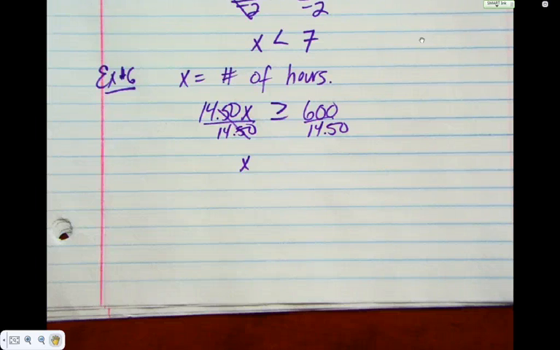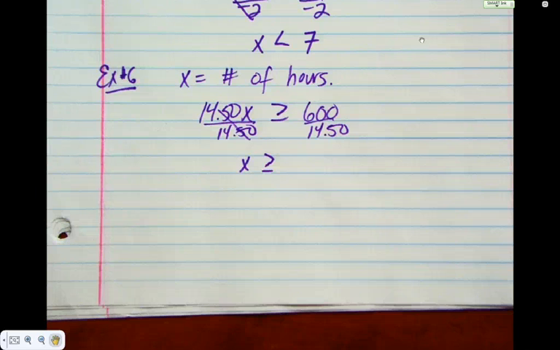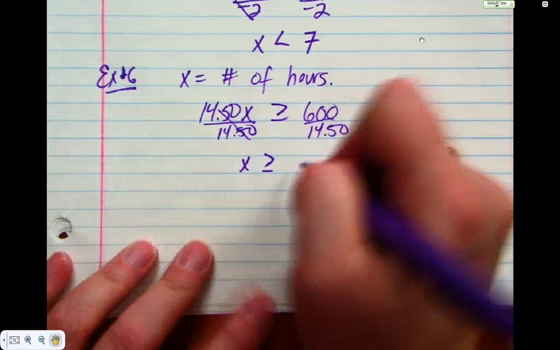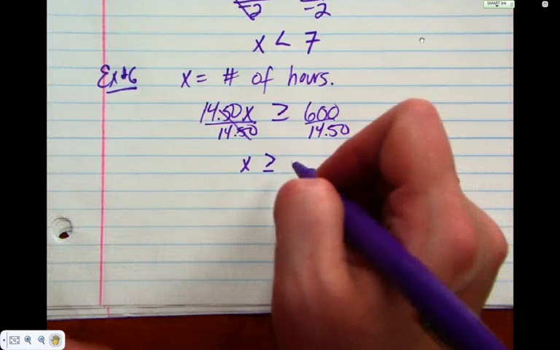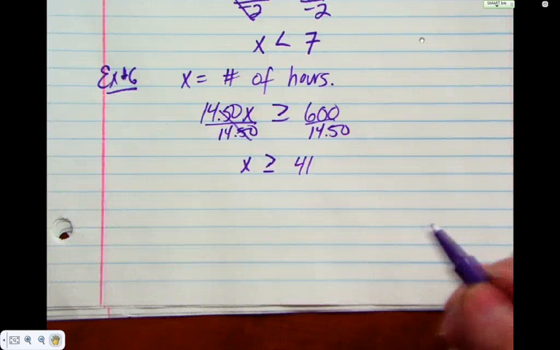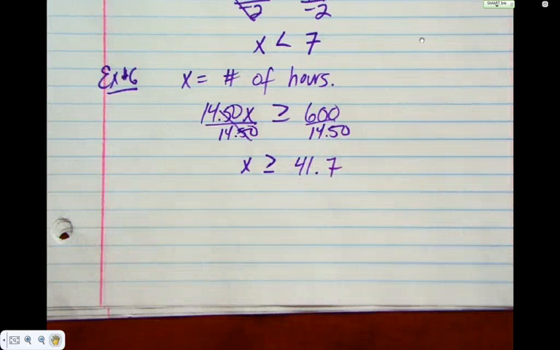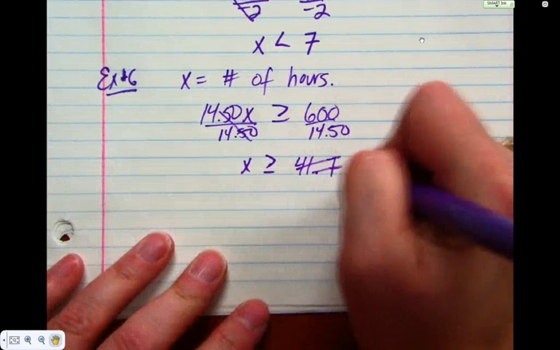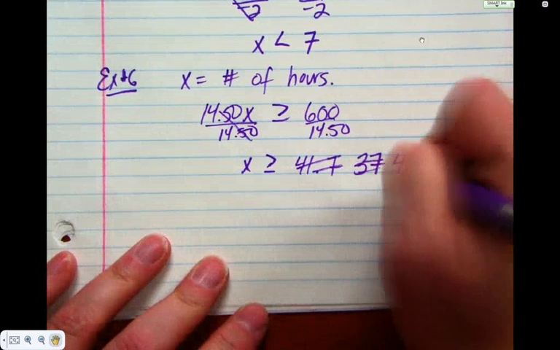Flip or no flip? No flip, why not? Didn't divide by a negative. 600 divided by 14.50? 41.37? 41 point?